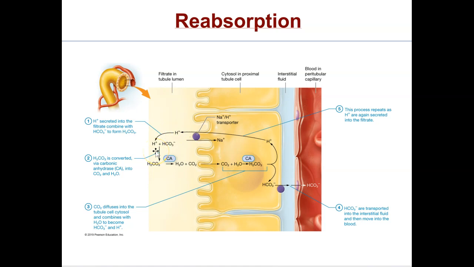So the bicarb and the hydrogen are mainly dependent on CO2 levels and this equation happening to generate bicarb and hydrogen. But we're going to look a little more specifically at them in just a minute, because really their reabsorption and secretion is mainly dependent on pH.